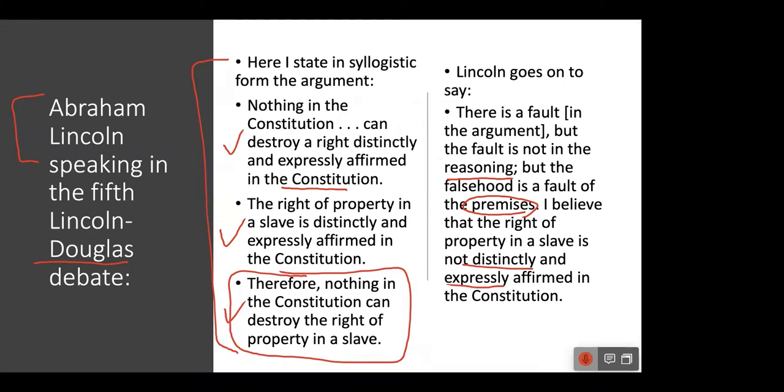So Lincoln was smart enough to dissect this argument. This is how people convince and persuade you of things. They give you a deductive argument, A and B, and therefore C. However, Lincoln said that's not true, and hence that's why I don't believe in your argument. Okay.